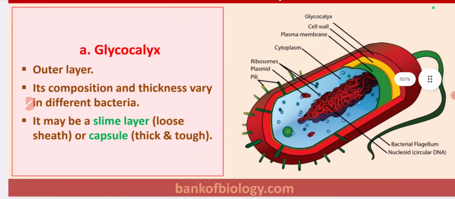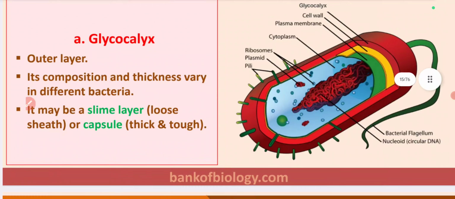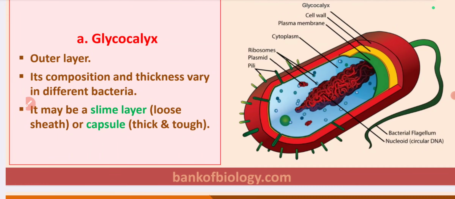Next, glycocalyx, the outer layer. Its composition and thickness vary in different bacteria. It may be a slime layer, a loose sheath, or a capsule, thick and tough. So in some bacteria it is a loose sheath, called the slime layer, or a capsule, thick and tough.